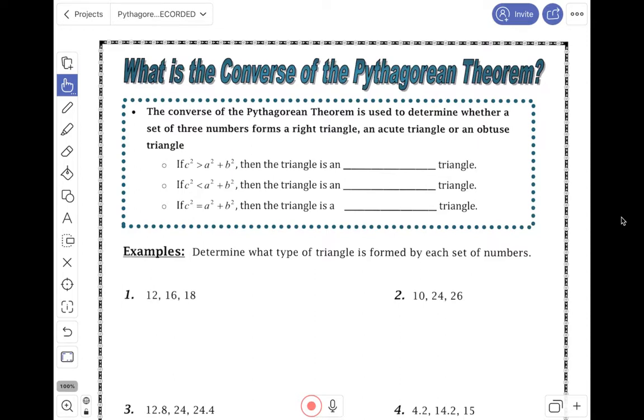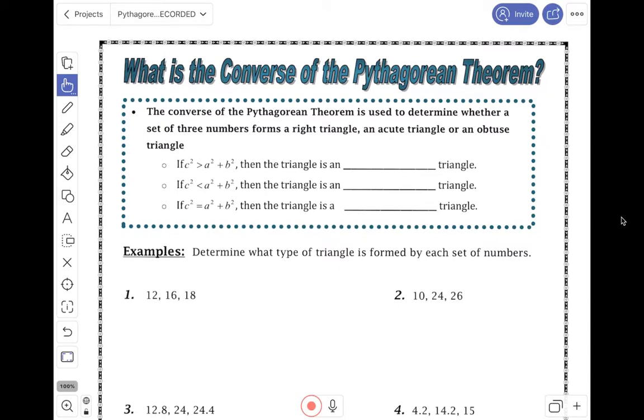Okay, so last thing I want to talk about is kind of a piggyback off of the Pythagorean theorem, because the Pythagorean theorem is so important. Now we're going to talk about the converse. The converse of the Pythagorean theorem is used to determine whether a set of three numbers forms a right triangle, an acute triangle, or an obtuse triangle.